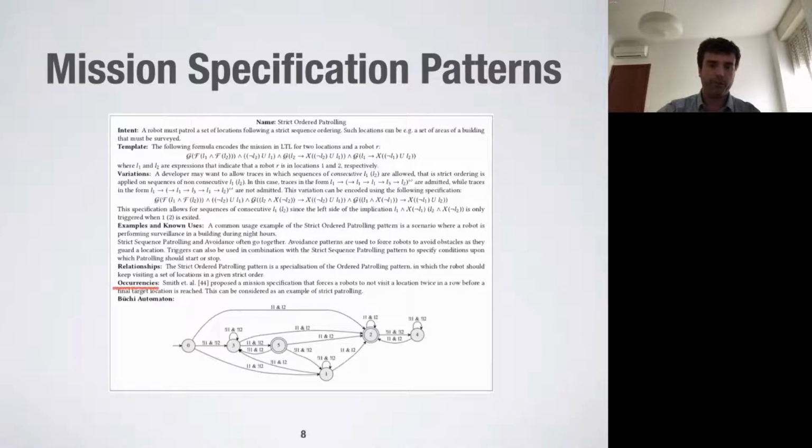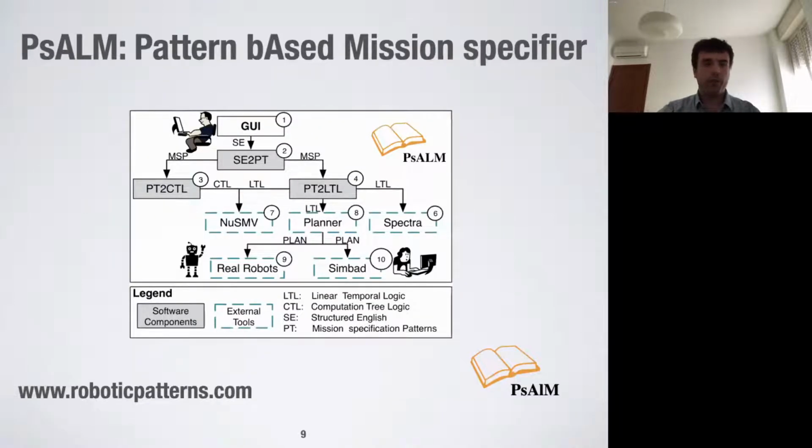To support the use of our pattern catalog, we have developed a tool called PSALM, Pattern-Based Mission Specification. Essentially, the tool provides a graphical user interface with a structured English grammar that the user can use to specify the mission requirement. Then the tool automatically translates this mission requirement into a mission specification, in our case CTL and LTL, using the syntax of well-known tools presented in the literature. The tool is available on our website, roboticpatterns.com.